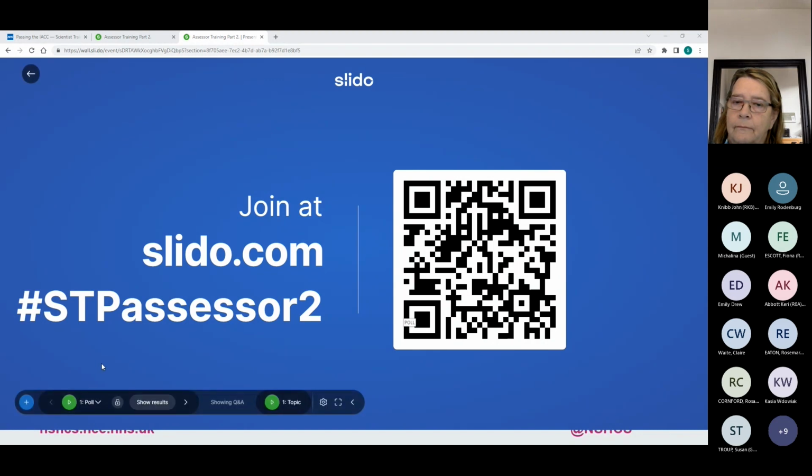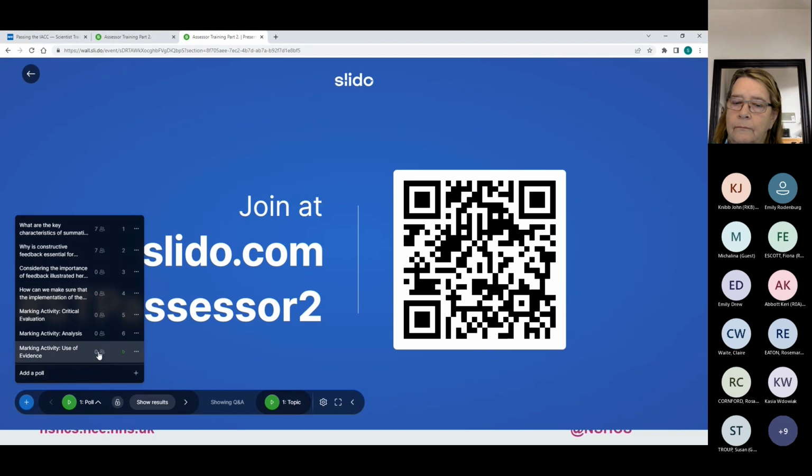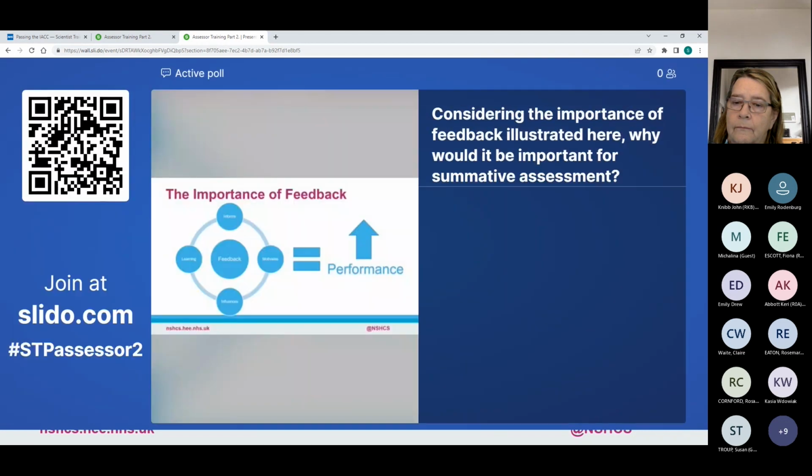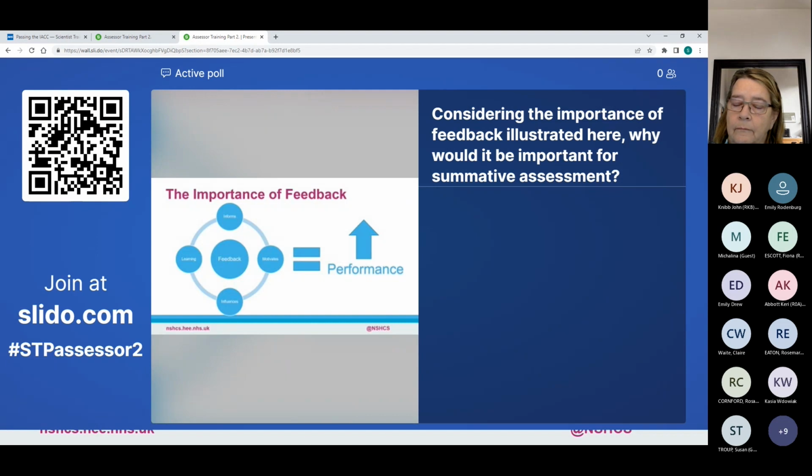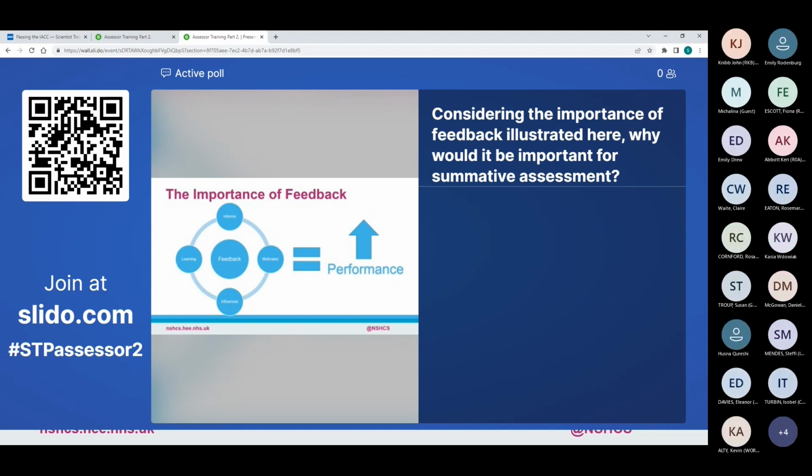So in terms of summative assessment, which we're going to focus on today, if you look at it from this perspective here, why would it be important to provide feedback for summative assessments? Because a lot of the time we associate giving feedback as part of formative assessment, so that ongoing. But why is it just as important for summative assessment?